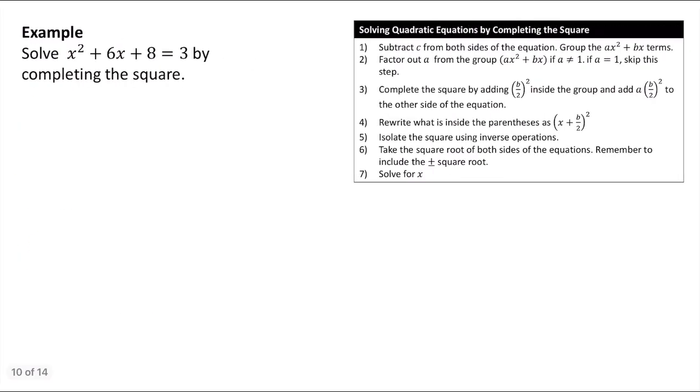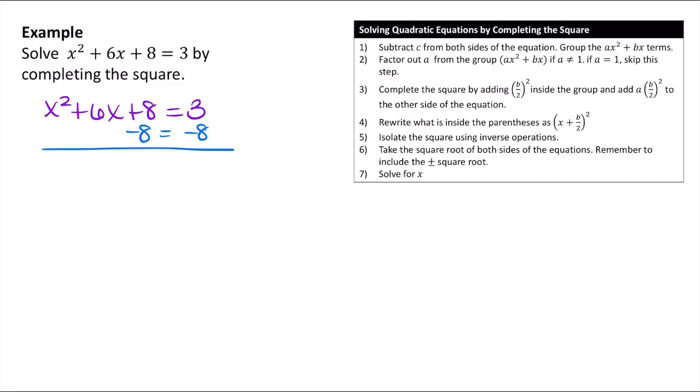Now let's try solving x squared plus 6x plus 8 equals 3 by completing the square. So I have x squared plus 6x plus 8 equals 3. And remember, when I complete the square, I want to move all the constant values to the right side of the equation. So I'm going to start off by subtracting 8 from both sides.